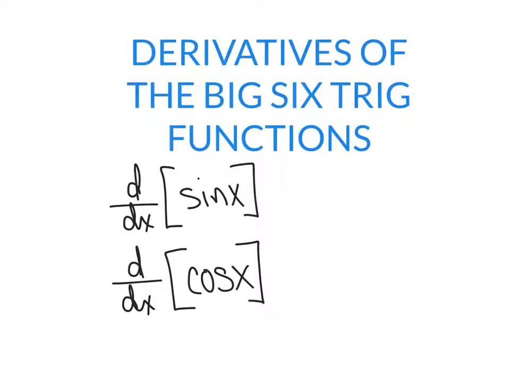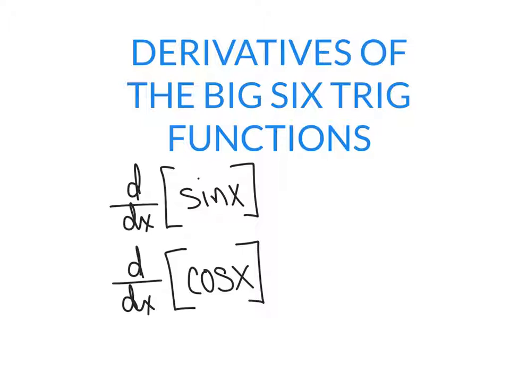In this video, we're going to talk about the derivative rules for the big six trig functions. And of course, of those six, the two big ones that are really important are the sine function and the cosine function. This d over dx is our notation for derivative. So what we're saying here is the derivative of the sine function equals blank. And we're going to fill that in a few minutes.